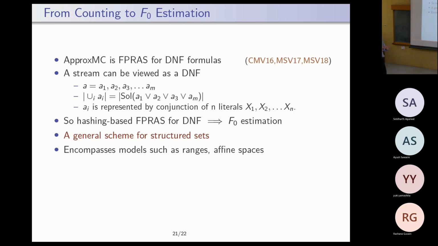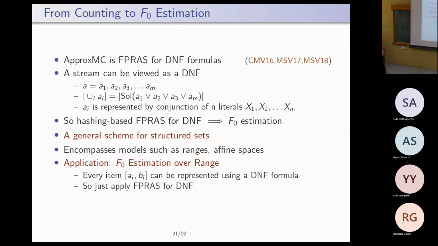So anytime you have a stream which consists of a sequence of structured sets, you can try to apply this same methodology, and see whether there's a way to update the sketch efficiently using the structure of the sets that come.